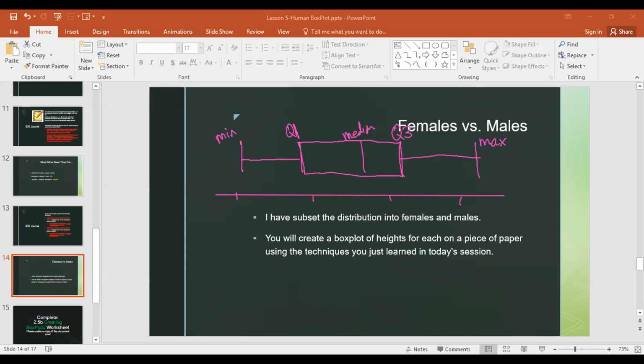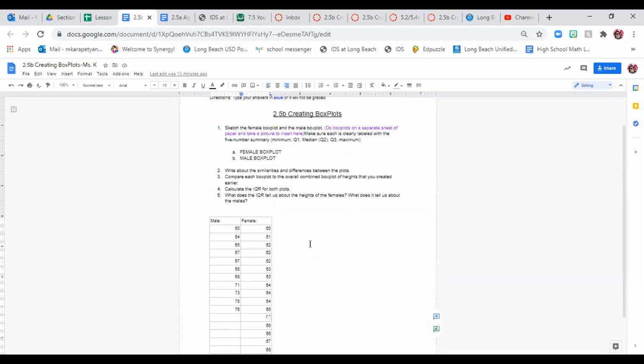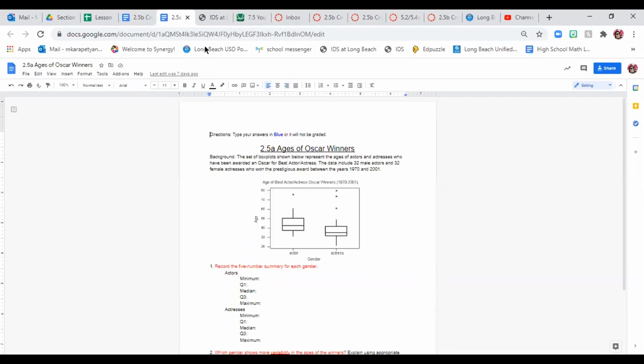And then you have your 2.5A. Your 2.5A is your homework, ladies and gentlemen. Am I sharing? I'm not even sharing this, y'all. So 2.5B is very straightforward. Draw your box plots, find the IQRs, compare them. 2.5A is the reverse. The box plots are drawn for you. You are pulling information from them.